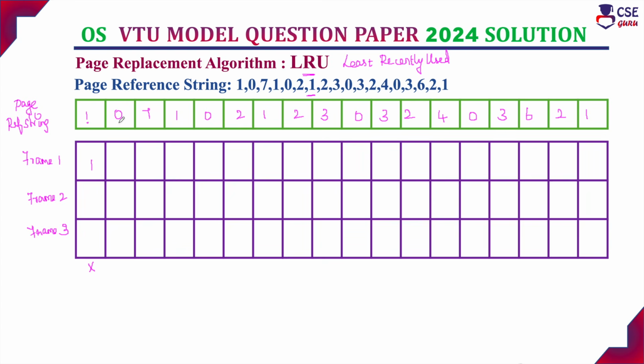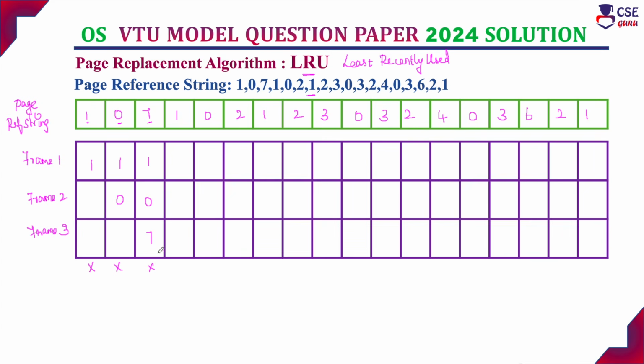Next page reference string is 0. It is not available in main memory, so swap it into main memory. This will be considered a page fault. Next page reference string is 7. 7 is not available in main memory, so bring it into main memory. Now there are only 3 frames. If a page fault occurs without any replacement, directly it happens from secondary storage to main memory. Okay. Next step onwards, replacement is required.